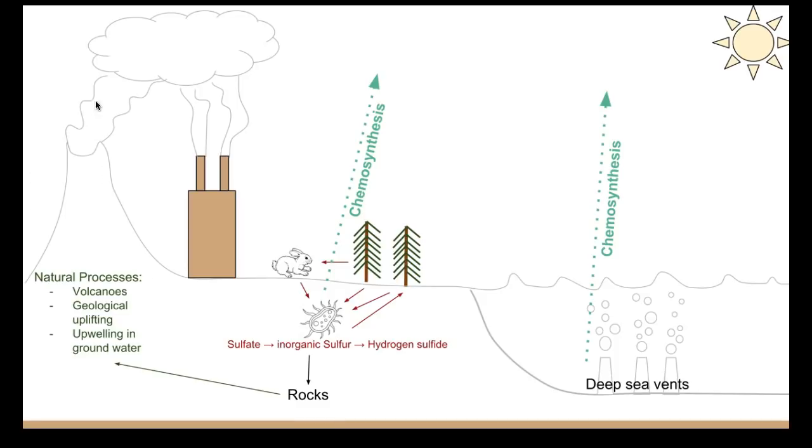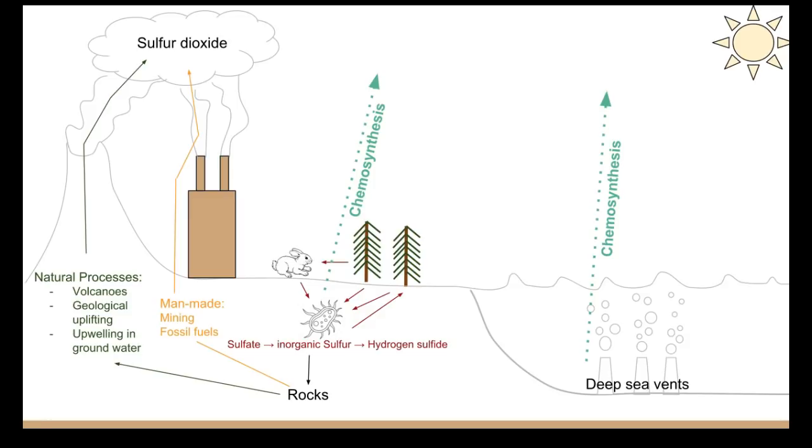So that right here is a volcano releasing sulfur into a cloud. This cloud would contain sulfur dioxide. We could also do man-made processes like mining and fossil fuels, which if we're going to burn mined compounds or the fossil fuels, that would also create sulfur dioxide.